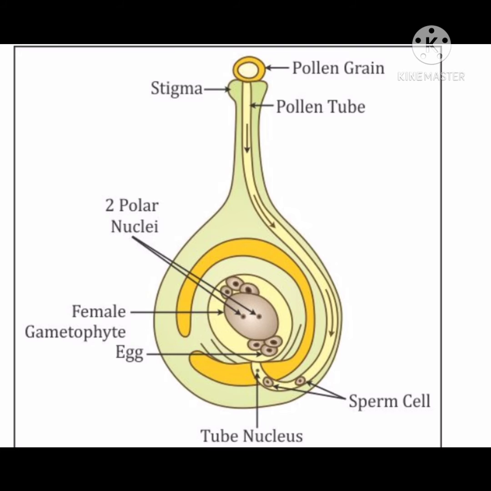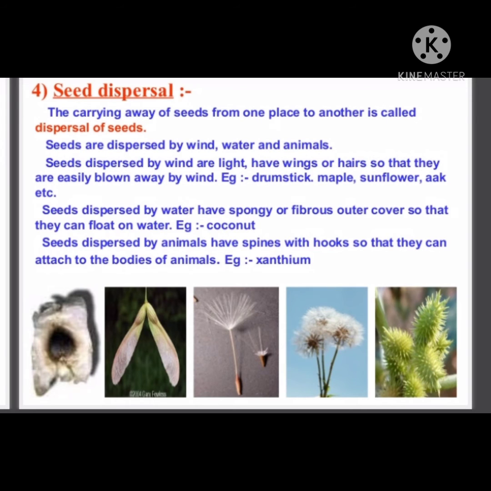After fertilization, we get a single-celled structure. That single-celled structure is called a zygote. Then the zygote develops into the embryo. Do you know what this embryo is? The embryo is a small white structure that is present inside the seed.